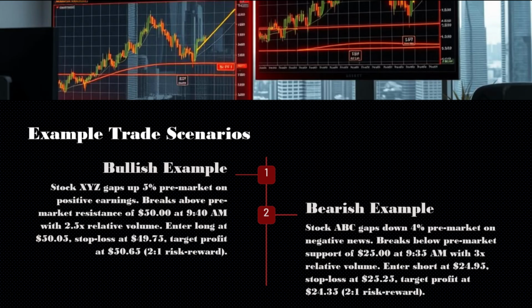Bearish example: stock ABC gaps down 4% pre-market on negative news, breaks below pre-market support of $25 at 9:35 AM with 3x relative volume. Enter short at $24.95, stop loss at $25.25, target profit at $24.35, 2 to 1 risk-reward.